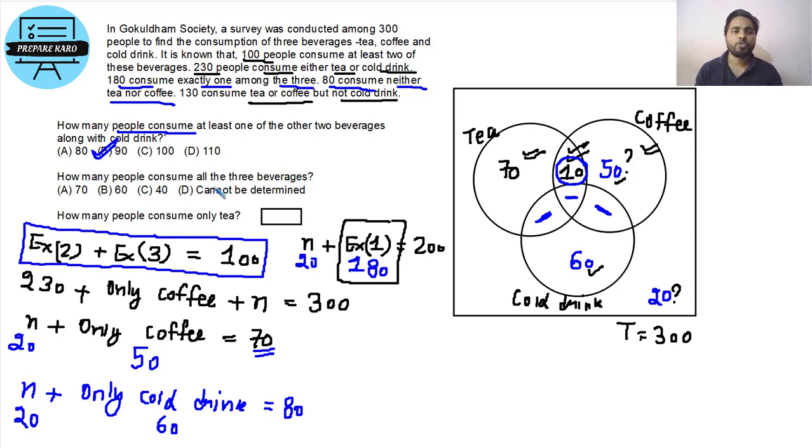How many of the people consume all the three beverages? Using this information, we are not able to determine exactly 3. So our answer is cannot be determined. And the last question, how many people consume only tea? Only tea is 70 here. So our answer for the last question will be 70. I hope this question is also clear to everyone, right?